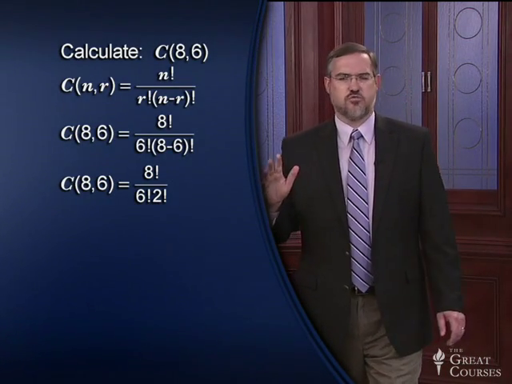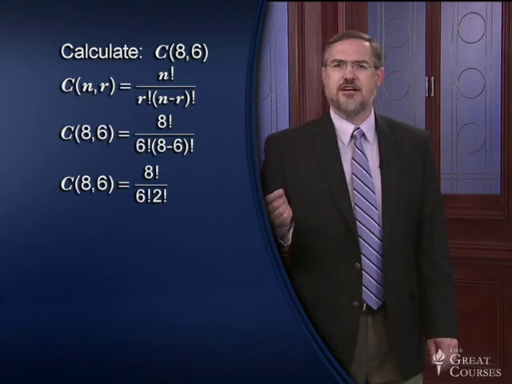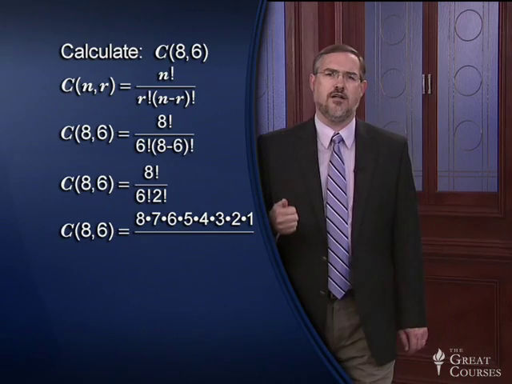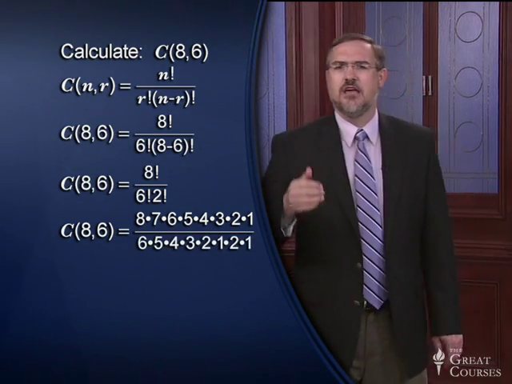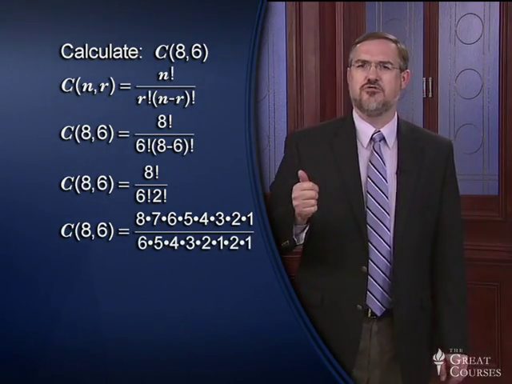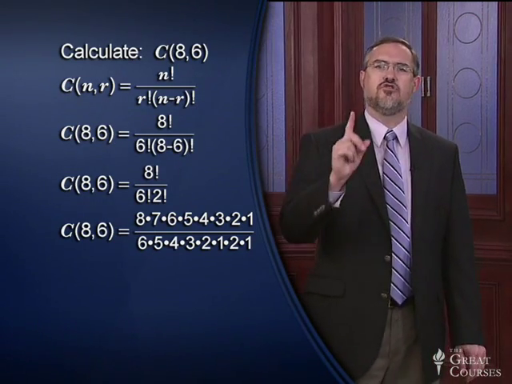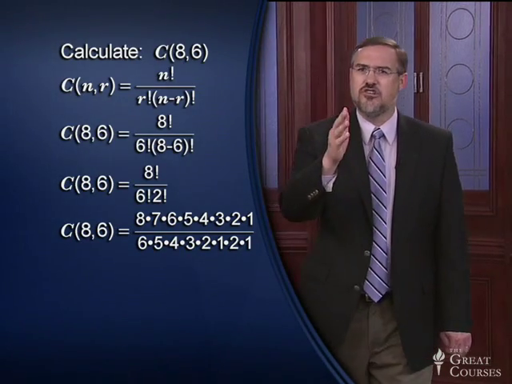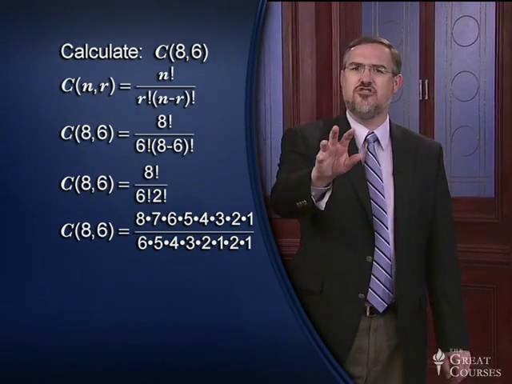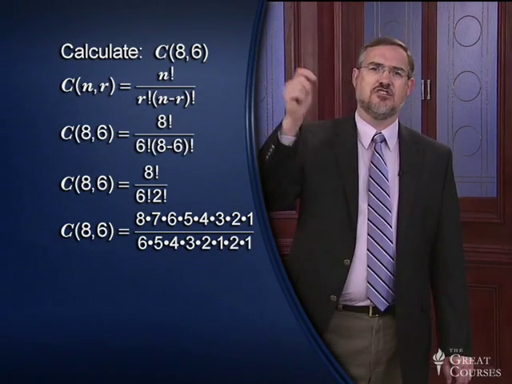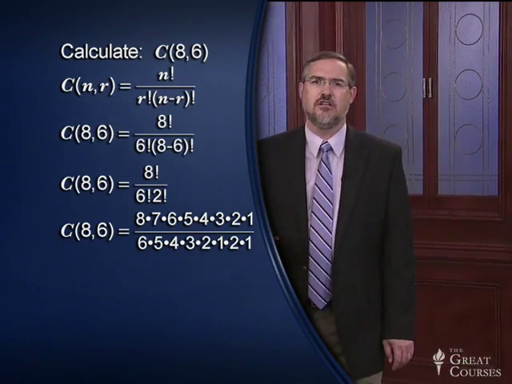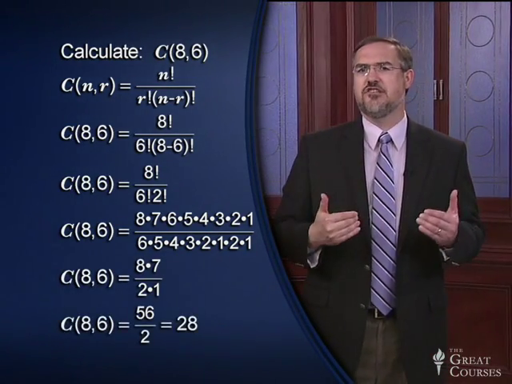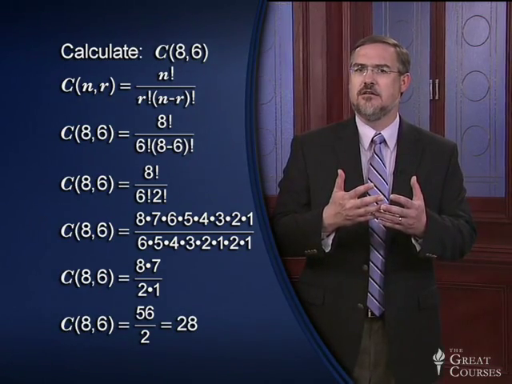Now, let's just write this thing out and start canceling. 8 factorial on top is 8 times 7 times 6 times 5 times 4 times 3 times 2 times 1. And the denominator is going to become 6 times 5 times 4 times 3 times 2 times 1 times 2 times 1. That's the 6 factorial multiplied with the 2 factorial. And now you can see a whole bunch of cancellations. I immediately see that the 6's and 5's and 4's and 3's and the 2's are going to cancel. And I'm left with 8 times 7 divided by 2 times 1, which is 56 over 2, which is 28. Now, is that what you got?